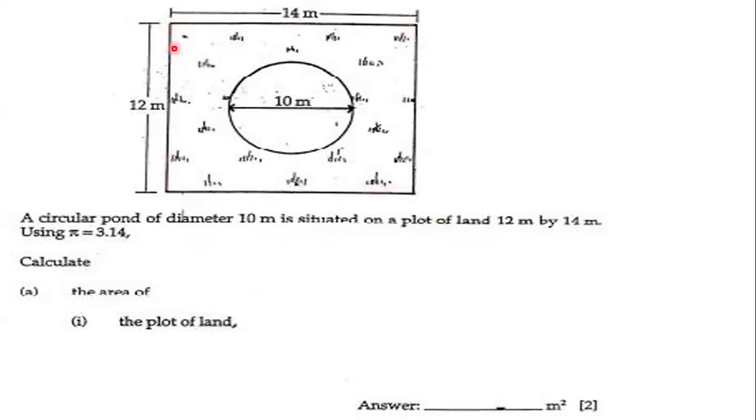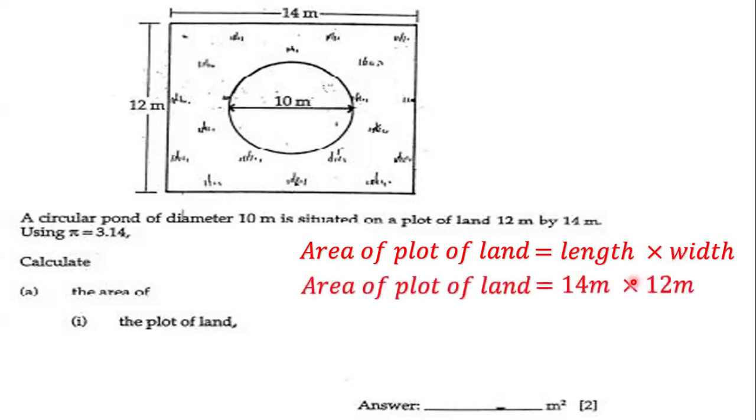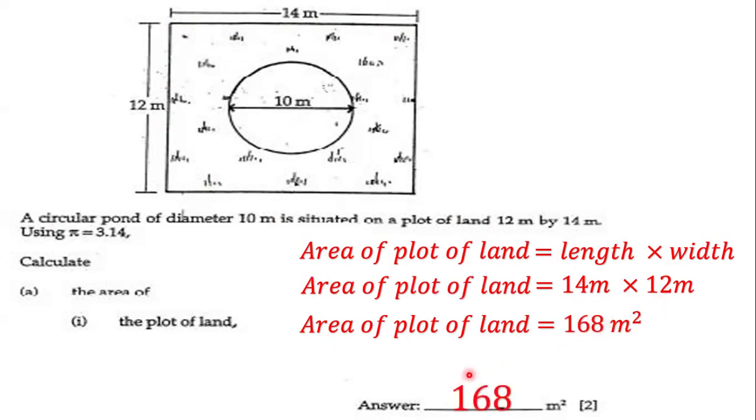And so what we need to do is multiply, because the plot of land is rectangular in nature, so the formula is going to be length times width, since we're dealing with a rectangle. The length of this rectangle is 14 meters, and the width is 12 meters. So it's going to be 14 meters times 12 meters, which gives us 168 meters squared. That's the area of the plot of land, 168 meters squared.